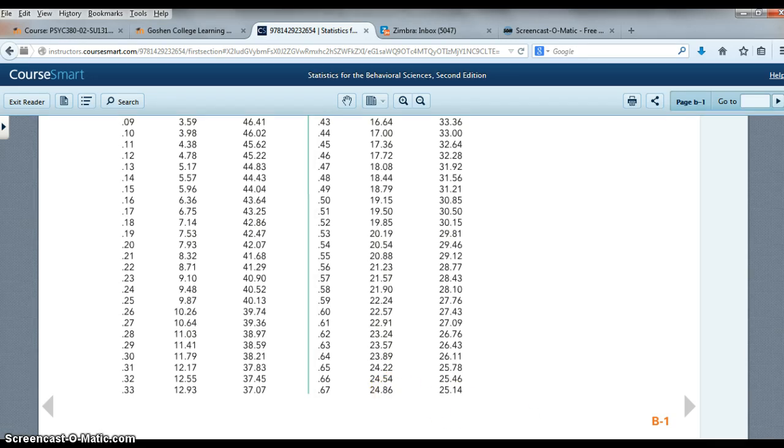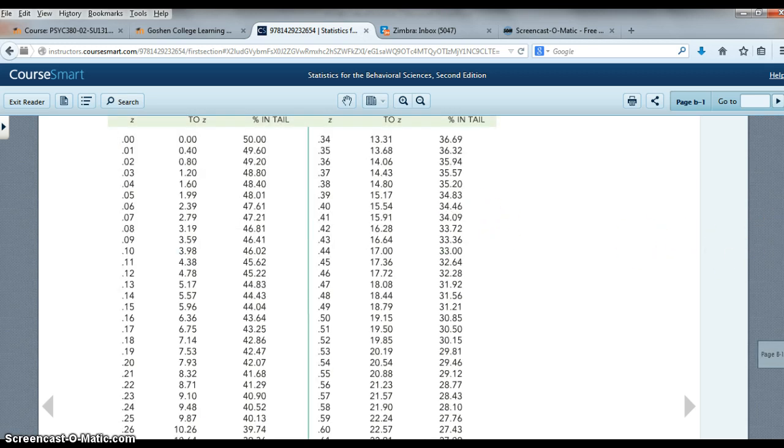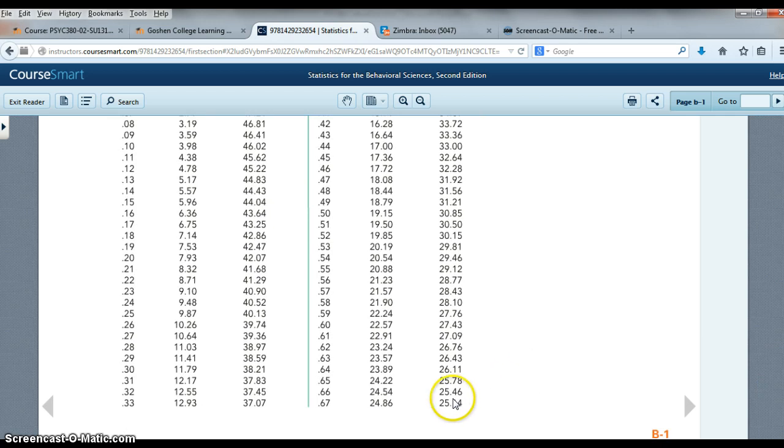The other way that you could get that percentile would be to say, okay, I know that 100% of the scores fall underneath this z-curve. So all of this area equals 100%. And I could take that 100% and subtract out the area in the tail. So if I came down here and I subtracted out this 25.14, then I would get 74.86. So that is how we use this z-table.